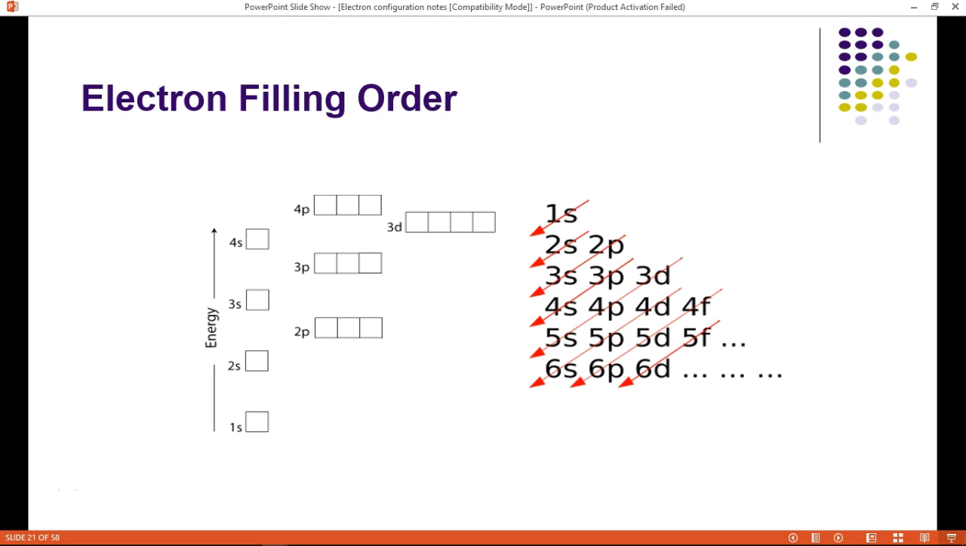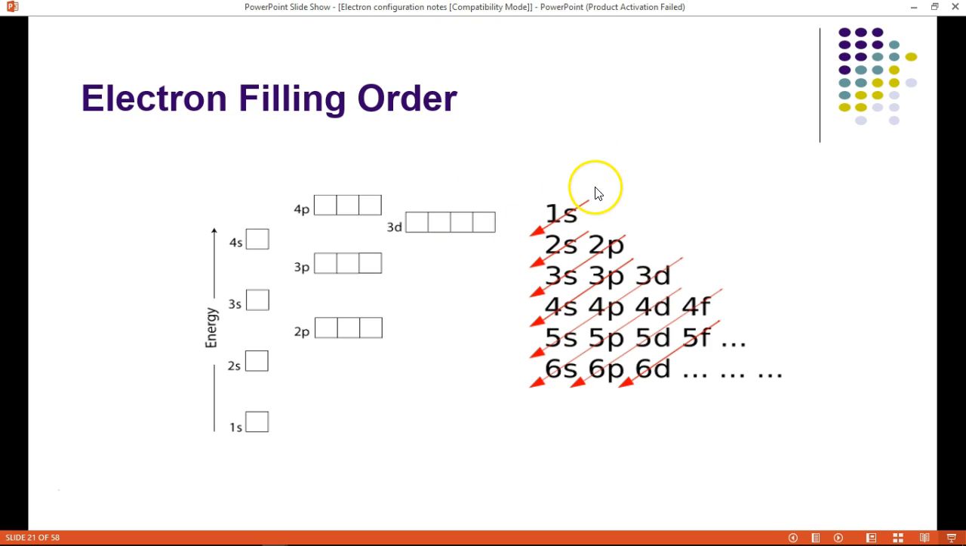Okay, the filling order for these electrons isn't how we would assume that they are. They don't go 1s, 2s, 2p, 3s, 3p, 3d, 4s, 4p. They don't go in this order. Instead, they do this strange filling order because of an overlap in energy. So what ends up happening is the 4s actually takes less energy to add an electron to than the 3d orbital. And so electrons are placed in the 4s before they're ever placed in the 3d.